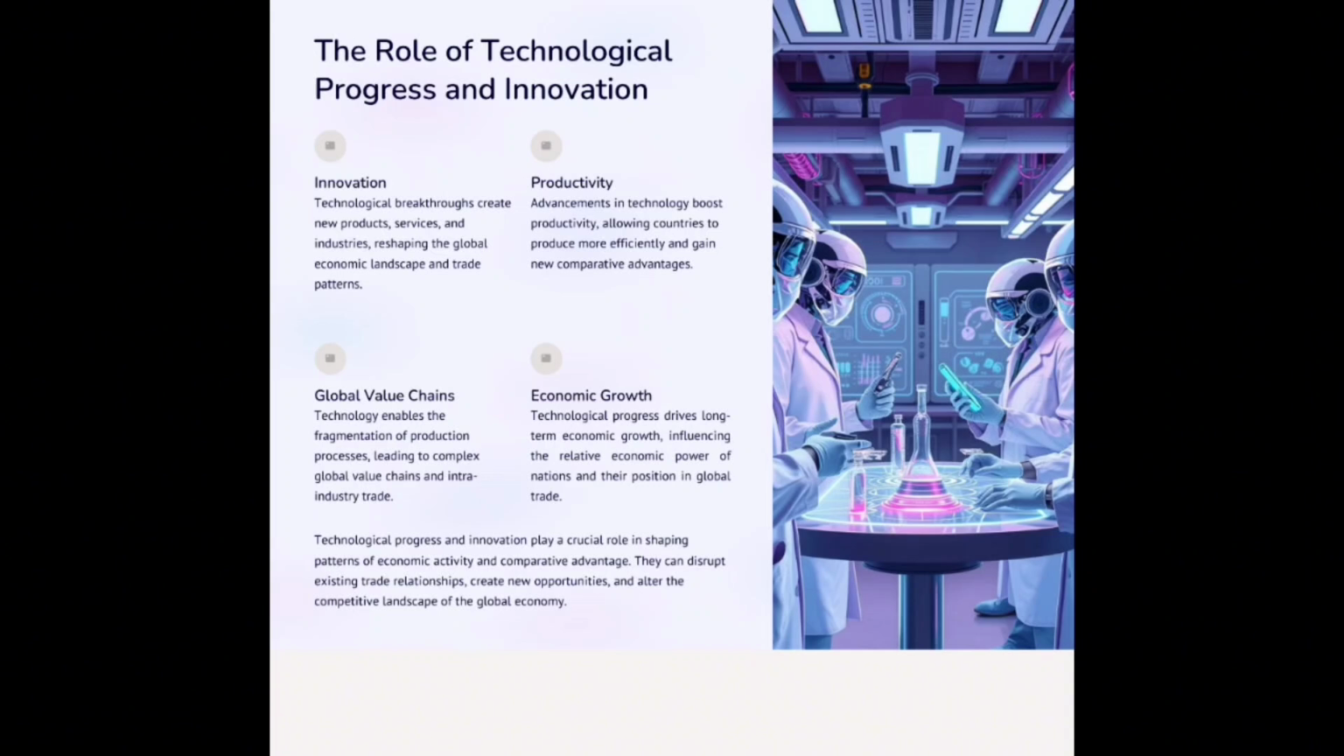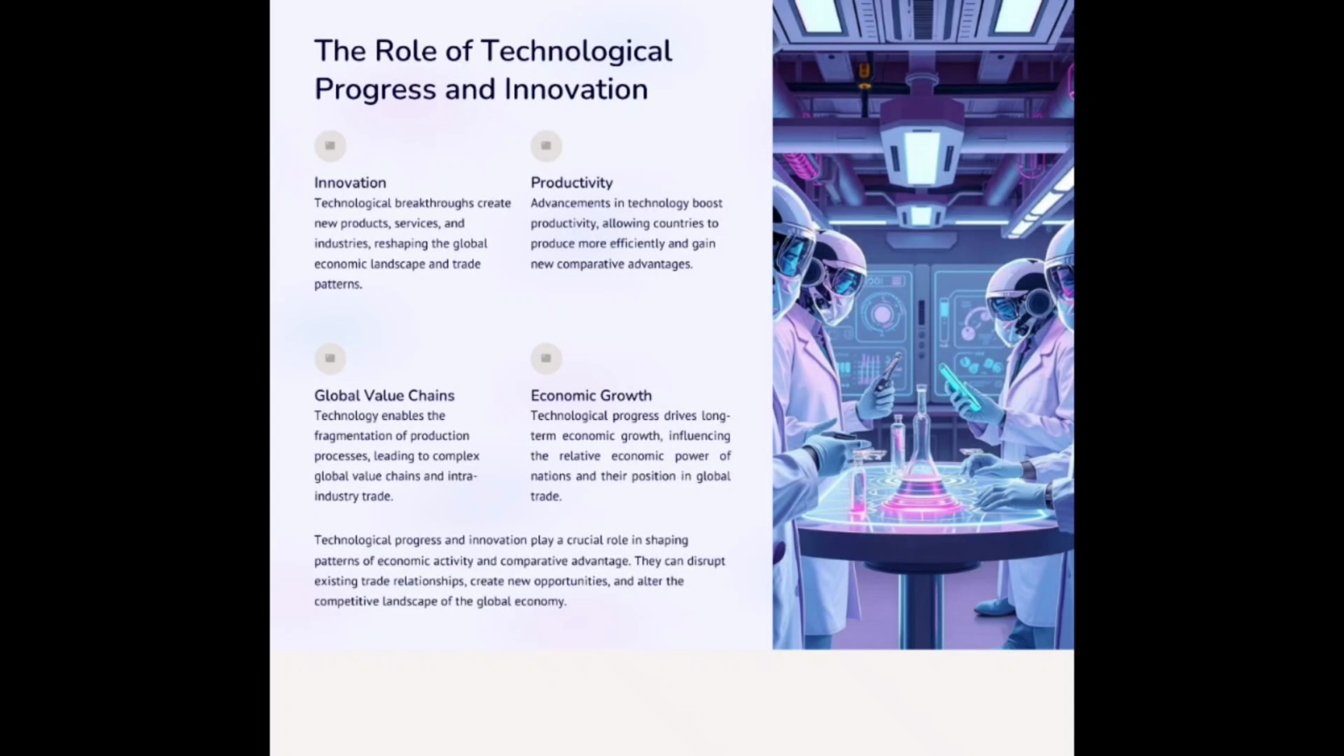The role of technological progress and innovation. Innovation. Technological breakthroughs create new products, services, and industries, reshaping the global economic landscape and trade patterns. Productivity. Advancements in technology boost productivity, allowing countries to produce more efficiently and gain new comparative advantages.